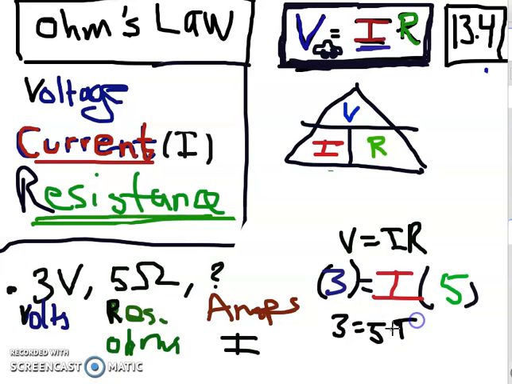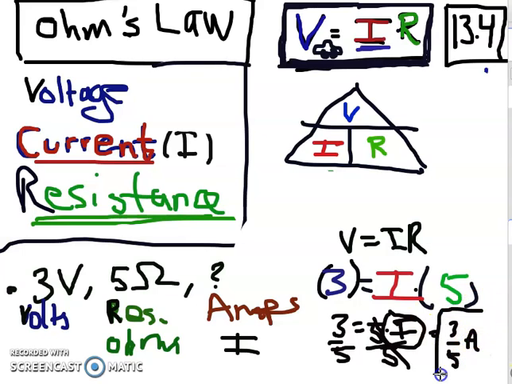Just remember, 5 times I. We can write these in either order because it's a multiplication. So what do we have to do to solve for I? Well, 3 is equal to 5 times something, so we divide both sides by 5. And there we have it. The current is 3 divided by 5. And so that is, remember, in amps. 3/5 amps is our final answer.